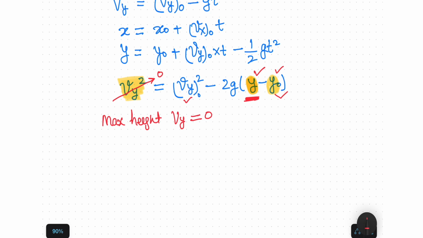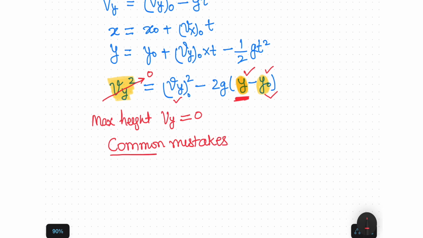So you have already seen these are the formulas we use for projectile motion. If you remember these, you can easily calculate. Sometimes we make mistakes. So what are the common mistakes? I will write the common mistakes. When we are solving problems, we make mistakes.